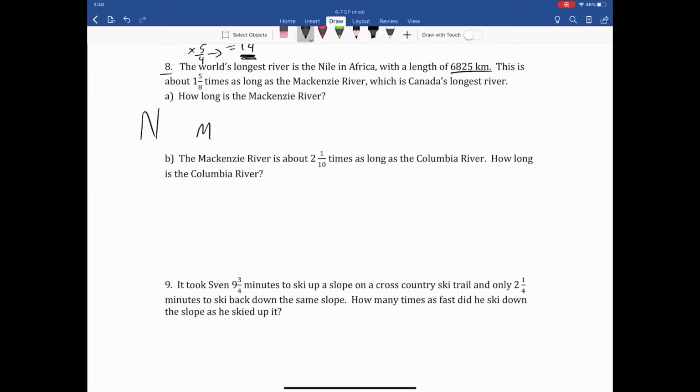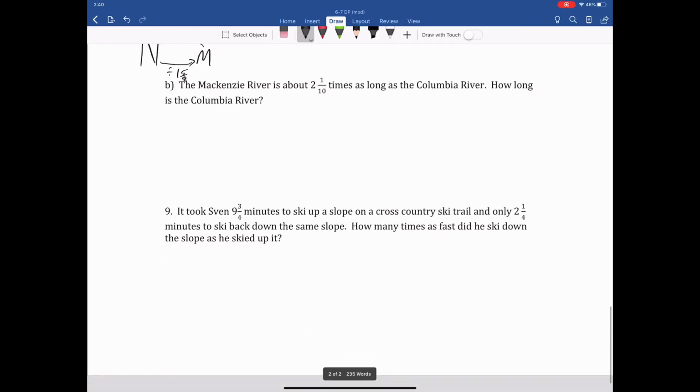So it says the world's longest river has length about 1 5/8 times as long as the Mackenzie. So what it's saying is if I'm going from the Mackenzie to the Nile, it's 1 5/8 times as big, so I'm going to multiply that way. Now, if I'm going the opposite way, I'm going to divide by 1 5/8 with that one. So that's a good way to look at it. It's similar on part B.